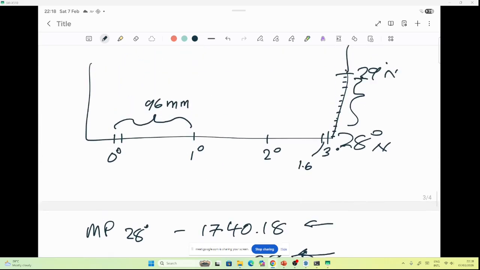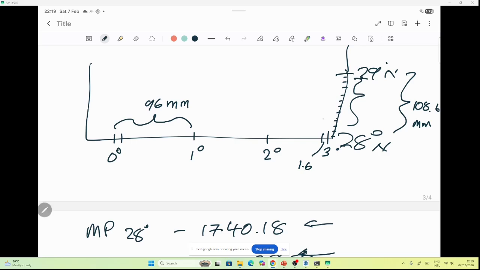Okay. So how many millimeters are there from 28 to 29? 108.6 millimeters are there up to 29. Are we clear? Yes, sir. Now you can very easily mark where 29 is.